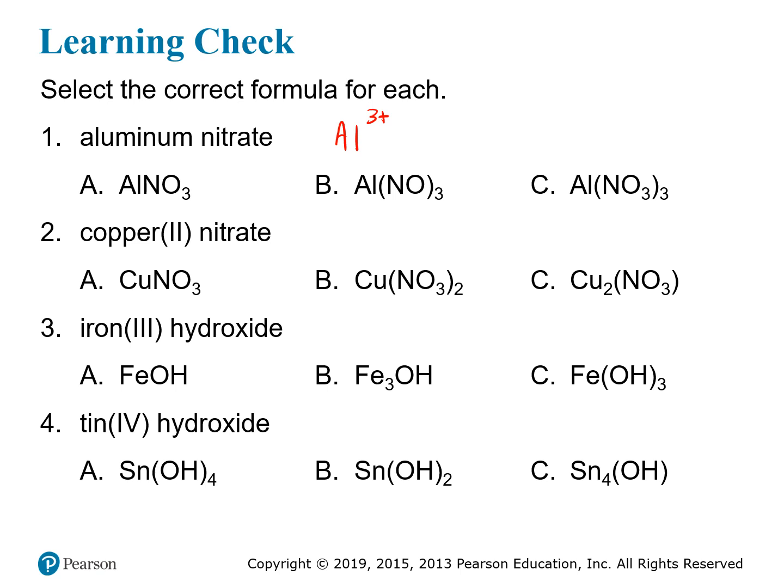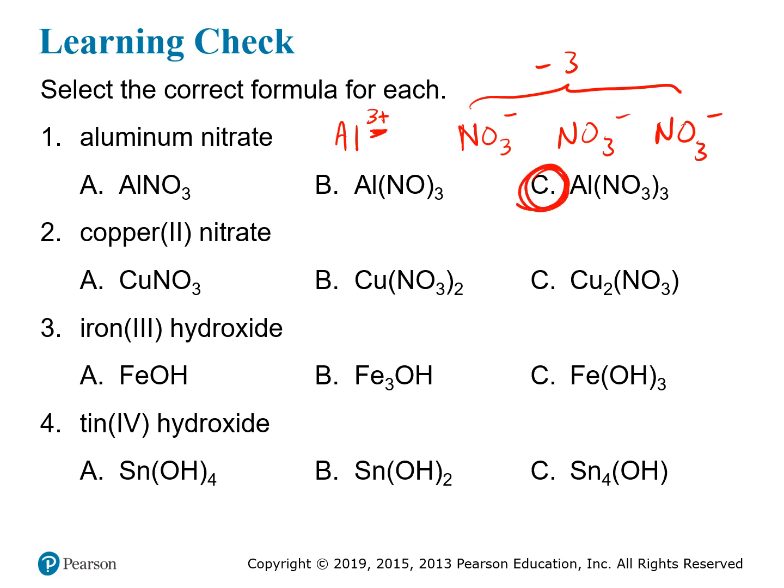Okay? Nitrate is in our table of polyatomic ions. It's NO3, and the nitrogen series of ions pretty much all have a -1 charge. At least the oxygen-containing nitrogen ions have a -1 charge. So if we want to balance the +3 in aluminum and the -1 in nitrate, well, we're going to need 3 nitrates. Right? Only when we get 3 nitrates will we have a -3 charge, which balances the +3 in aluminum. So we have aluminum and 3 nitrates, which is indicated by C.